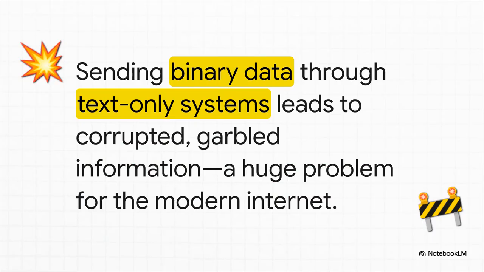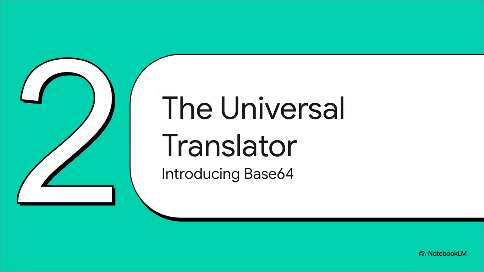And look, this isn't some small niche problem. In the world we live in now, where we're constantly sending attachments, uploading images, and moving all this complex data around, this incompatibility is a massive roadblock. So, how did we get around it? Well, we solved it with this incredibly clever, really elegant solution. You can think of it like a universal translator, but for data. So, let's meet the hero of our story, Base64.